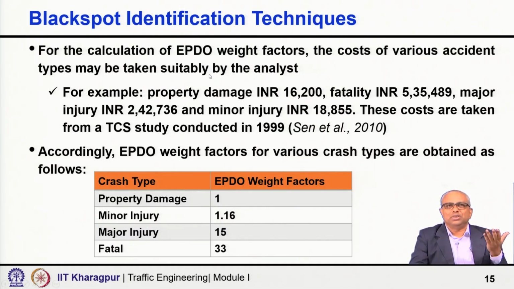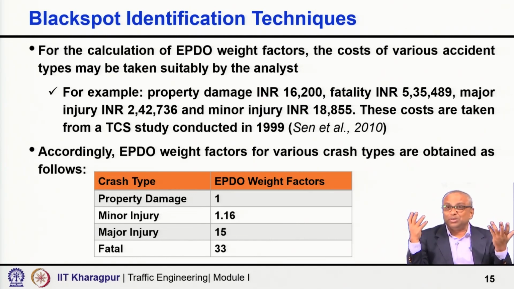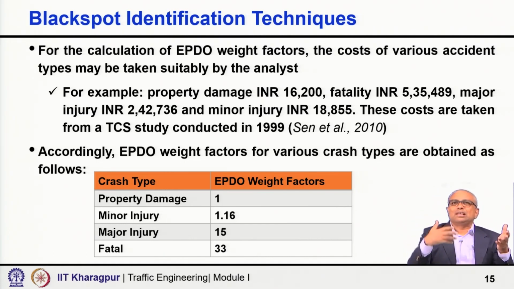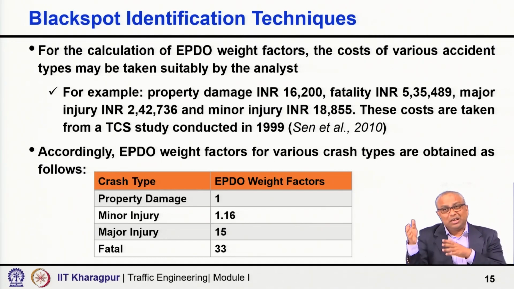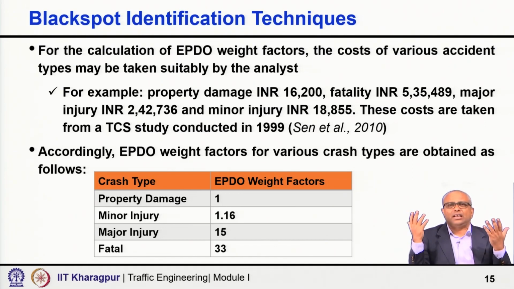For the calculation of EPDO weight factors, the cost of various accident types may be taken suitably by the analyst. On an average, what is the cost? What is the loss due to a property damage crash only? What is the average in economic sense? Separate studies are required to calculate all this, based on past crashes, evidence, interviewing and surveying the people, what is the real economic loss to the family, and various factors you consider.